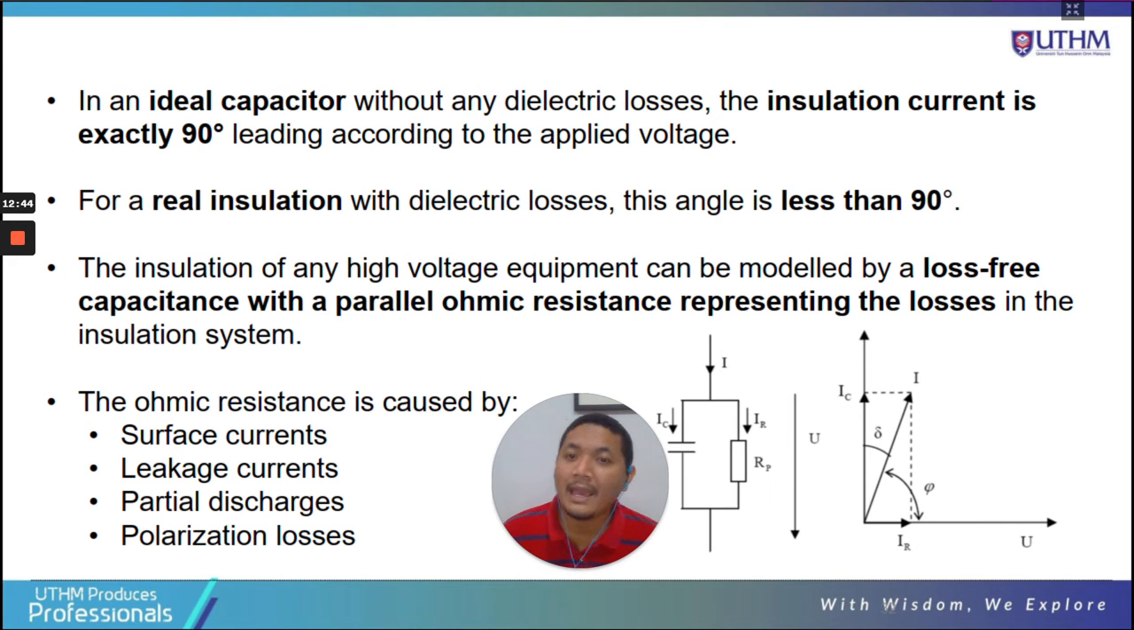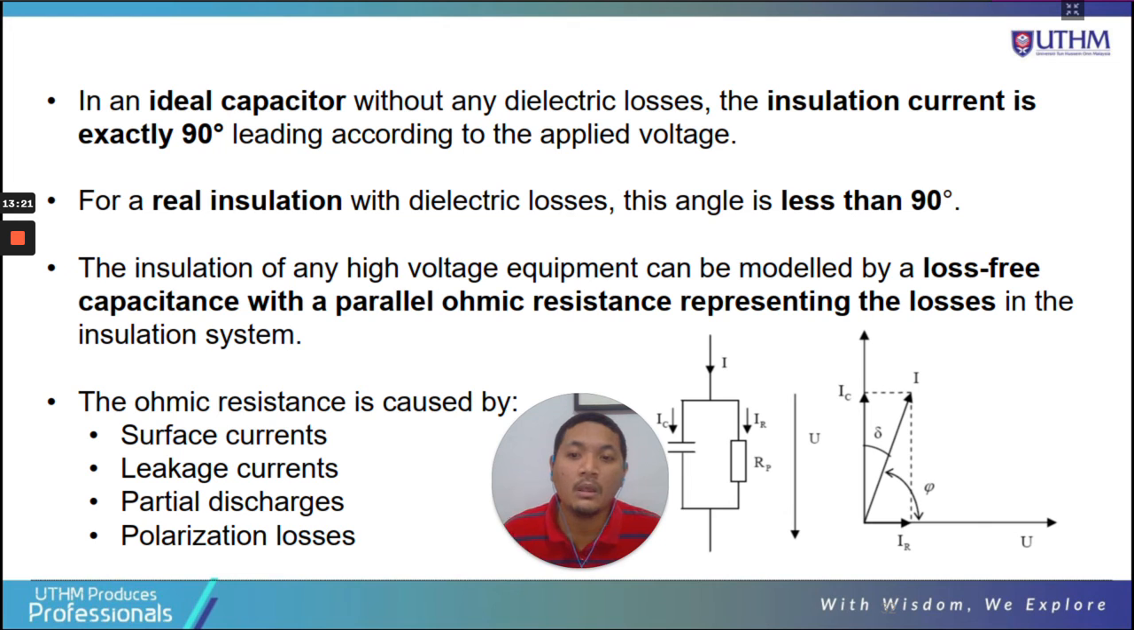The insulation of any high voltage equipment can be modeled by a loss-free capacitance with a parallel ohmic resistance representing the losses, which is IC in parallel with IR, or C parallel with R. The ohmic resistance, that IR, the loss represented by the Rp here, is caused by surface currents, leakage currents, partial discharges, and polarization losses.